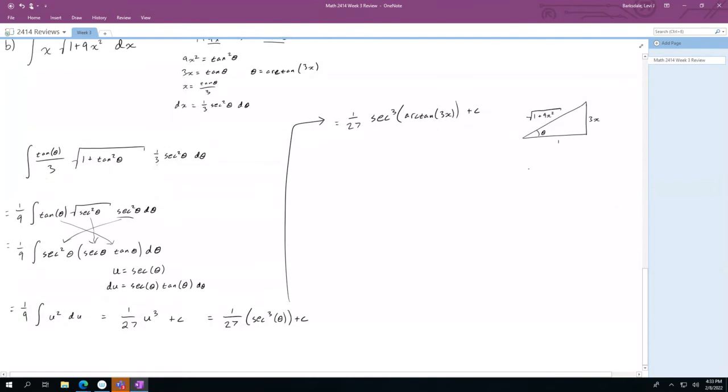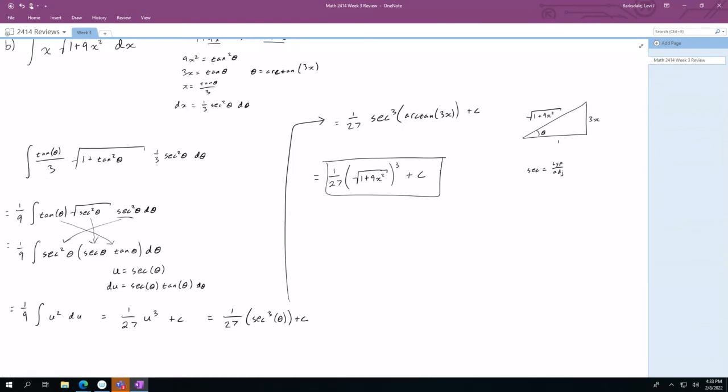And again, you'll notice this 1 plus 9x squared matches what I have in my integral. So then the secant of this, secant is equal to hypotenuse over adjacent. So the hypotenuse is square root 1 plus 9x squared, the adjacent is 1. So I have square root 1 plus 9x squared cubed. Any questions on that?